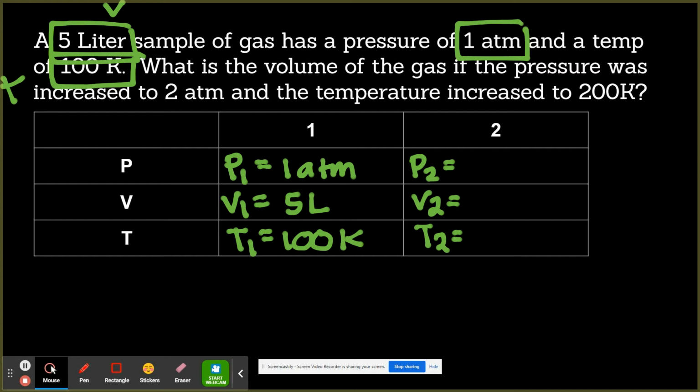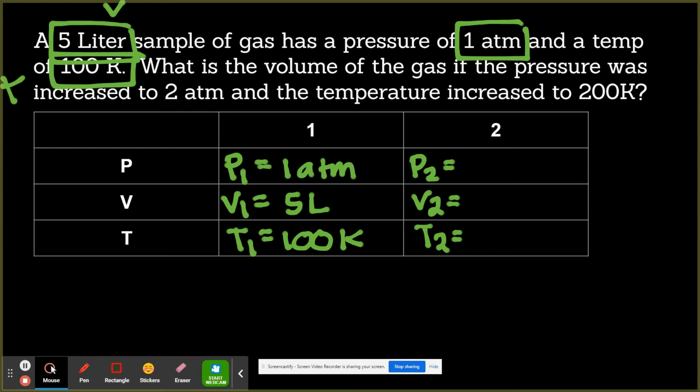Now, remember what I said? The V, 5 liters, is V1. If you say 5 liters is V2, you must call 1 atm P2 and 100 K T2. Although that is actually wrong, it's still going to give you the correct answer. Again, if you call 5 liters V1, you have to call the rest P1 and T1. By the way, what does 1 mean?